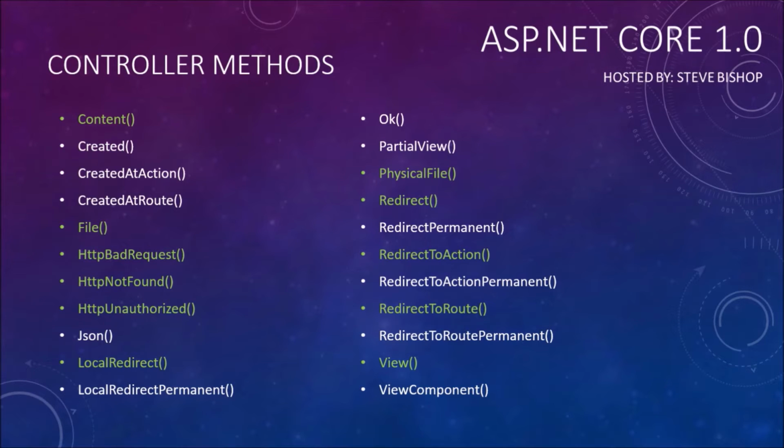Furthermore, I've broken up these methods that are highlighted in green into two separate videos. We're first going to talk about the content-driven methods. That is, there's some sort of response that is going to be returned back to the user that is more immediately available for them to use. In the video after that, we'll talk about redirects. That is the local redirect, a regular redirect, and a redirect to action or to a route. So without further delay, let's go ahead and take a look at the content method.